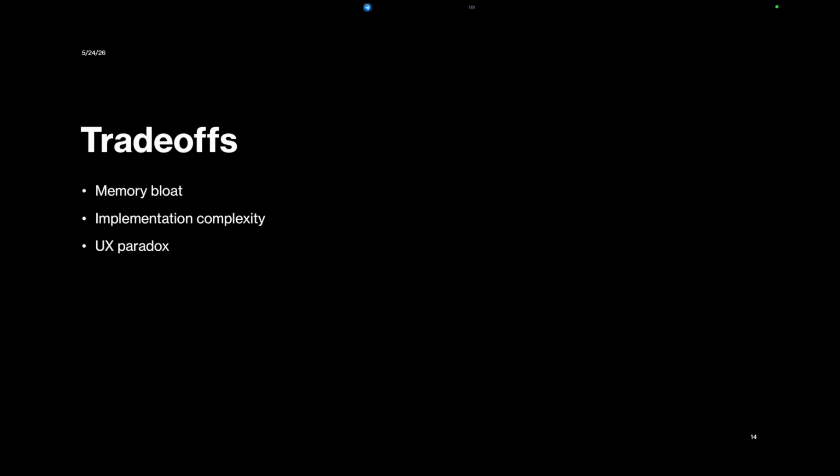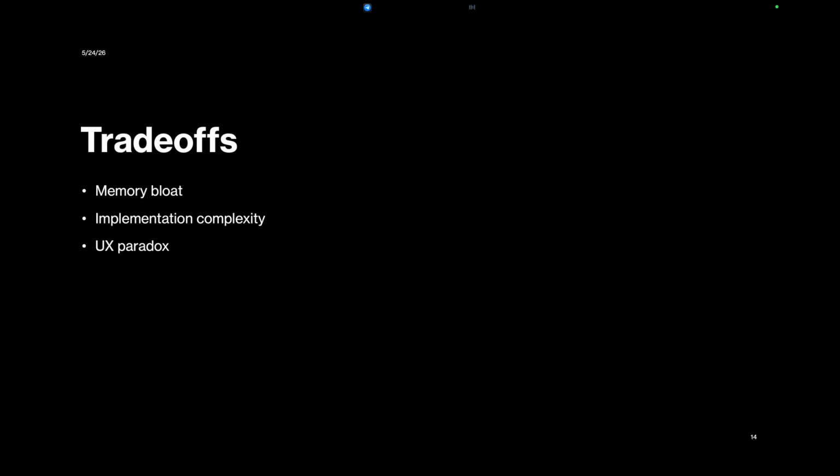Second is implementation complexity. Building a CRDT for a simple counter is easy, but applying this math to complex tree structures like moving a folder inside another folder is notoriously difficult and prone to infinite loops.